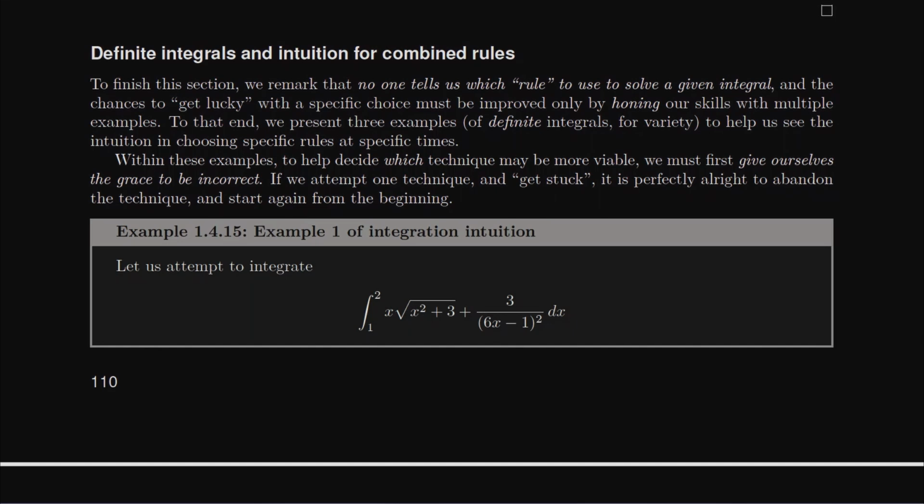This is the last subsection of the overall section, common rules of integration. We're going to talk about definite integrals, which feels the same as it always does. You find an antiderivative and evaluate at the endpoints. But we're also going to really kind of stress this intuition for combined rules.